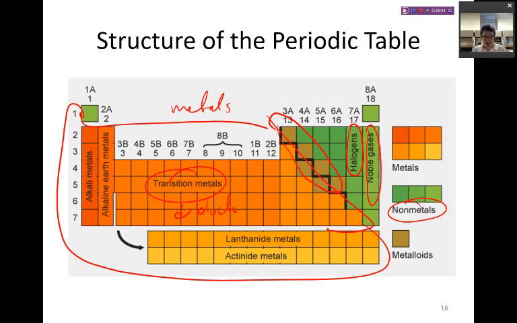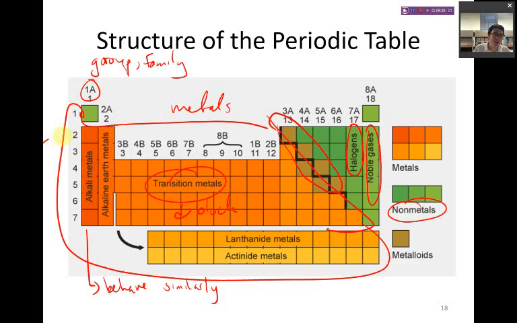And elements within a given group are going to behave similarly. So alkali metals behave similar to one another. Alkaline earth metals behave similarly to each other. The halogens behave similarly. The noble gases behave similarly. So you should be able to predict what elements would behave similarly to each other based upon the group or the family that they are in. So again, this would be a group or a family. And then this we would call a row or a period.